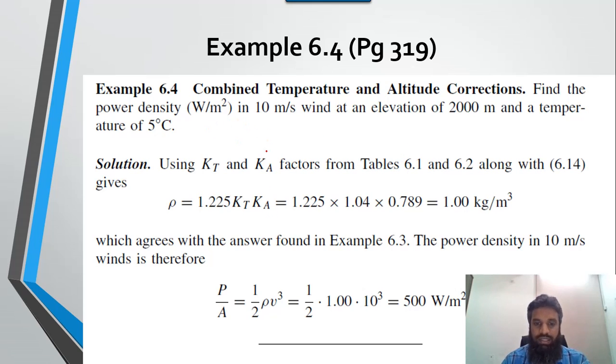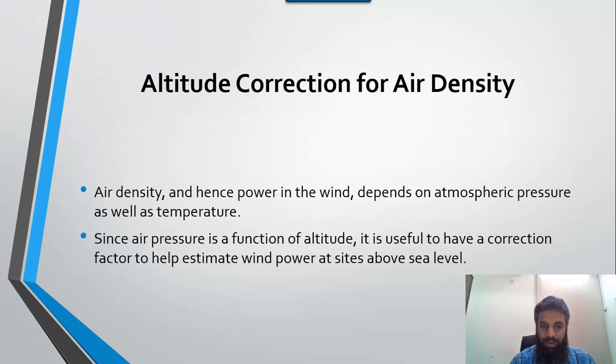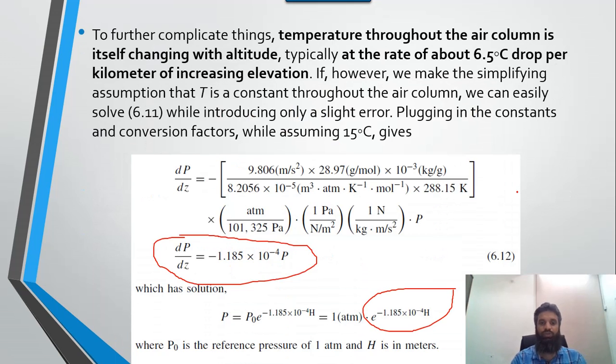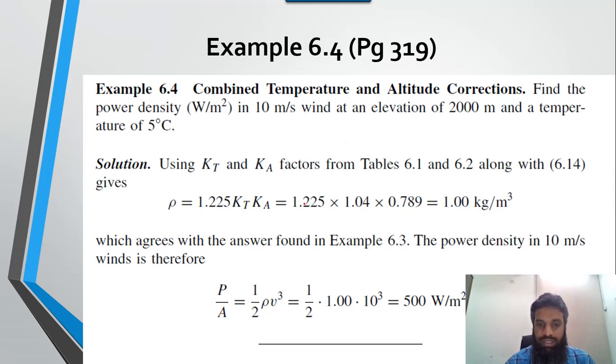At 5 degrees centigrade, from the table we can get kt, which is 1.04, and the second one is ka, which is 0.789 at 2000 meters. This is the temperature coefficient at 5 degrees centigrade, and the kt value is 1.04. So when we take these two values, 1.04 and 0.789, and multiply, the overall air density is basically 1.00 kg per meter cube.